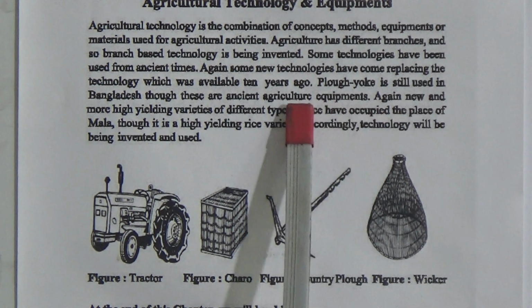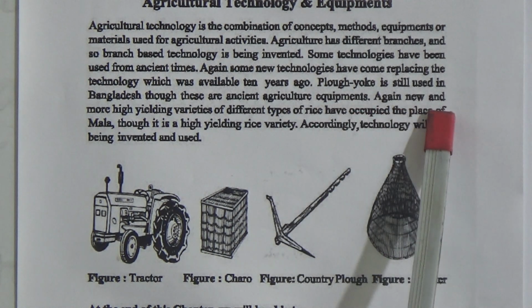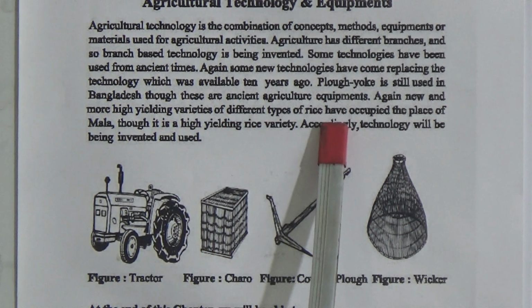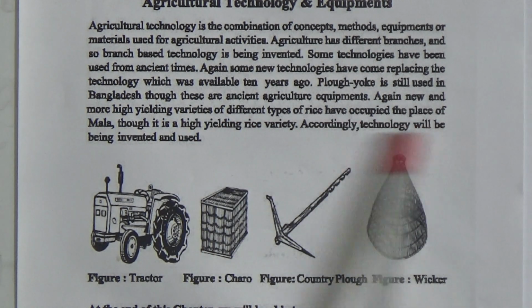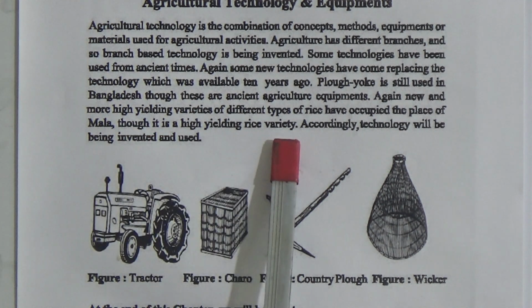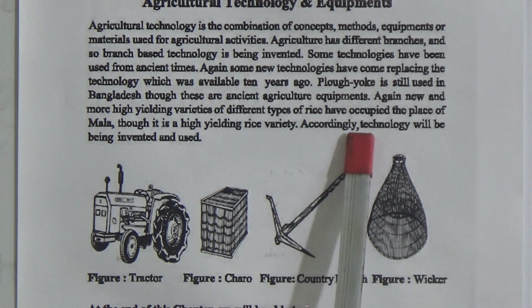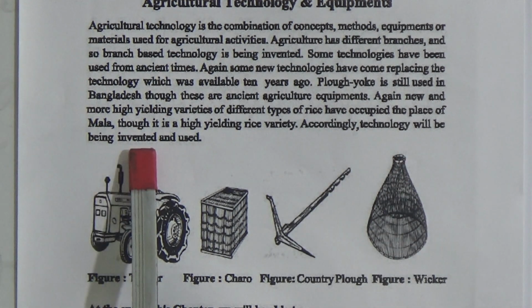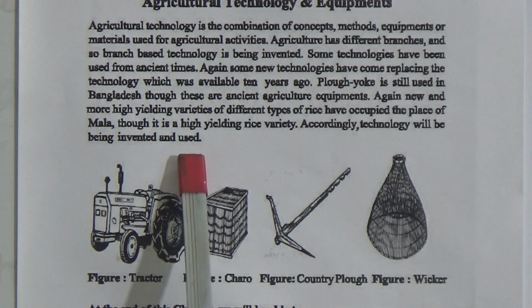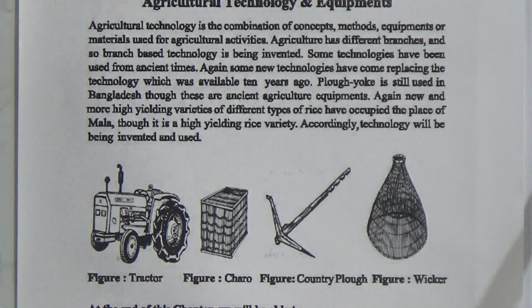agriculture equipments. Again, new and more high yielding varieties of different types of rice have occupied the place of mala, though it is a high yielding rice variety. Accordingly, technology will be being invented and used. Okay, now go to the next phase.